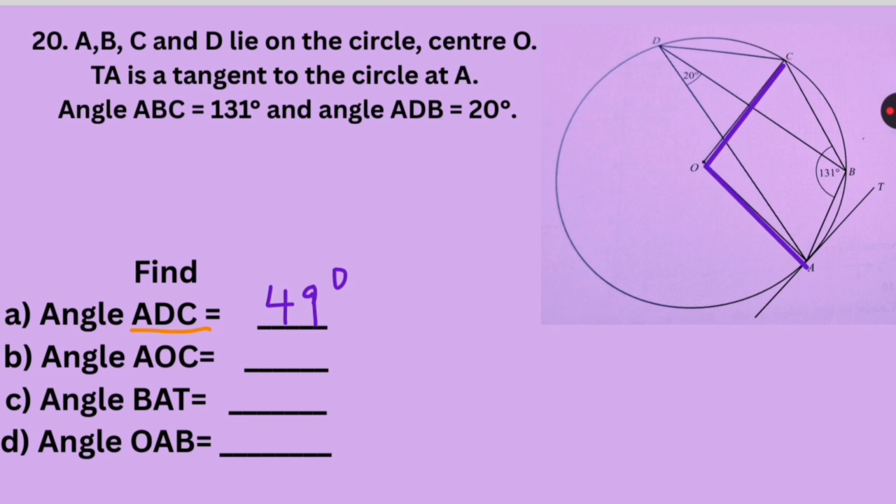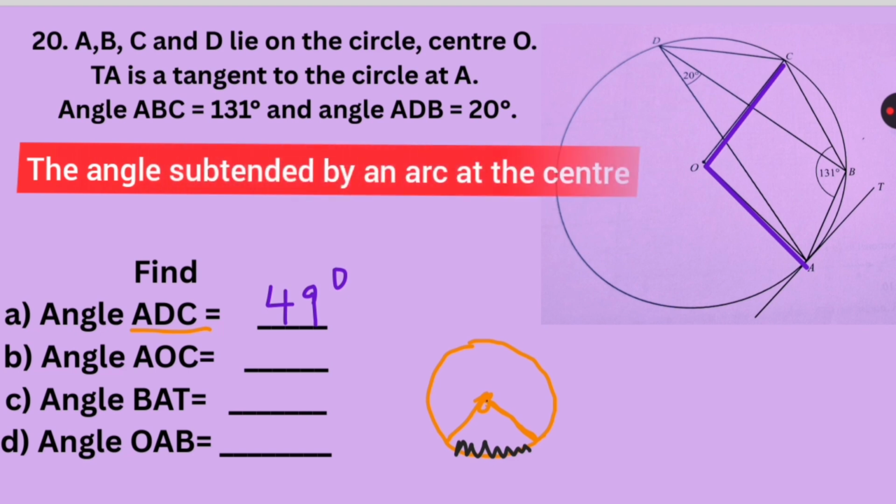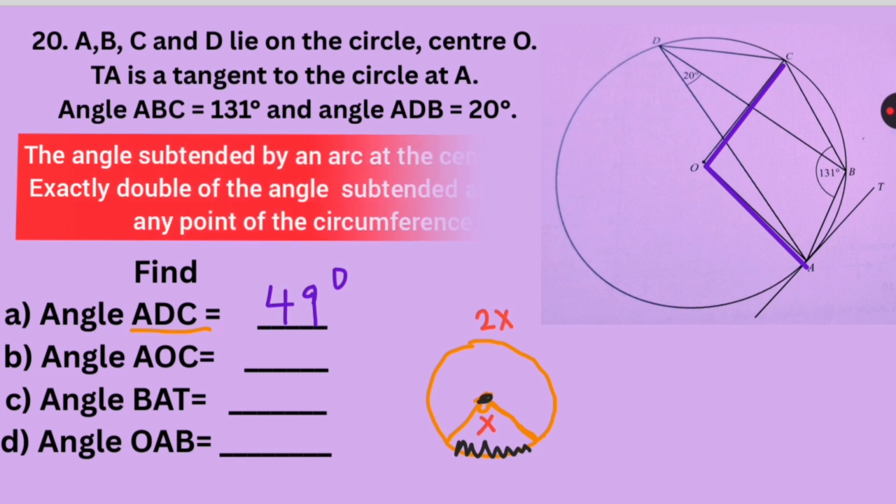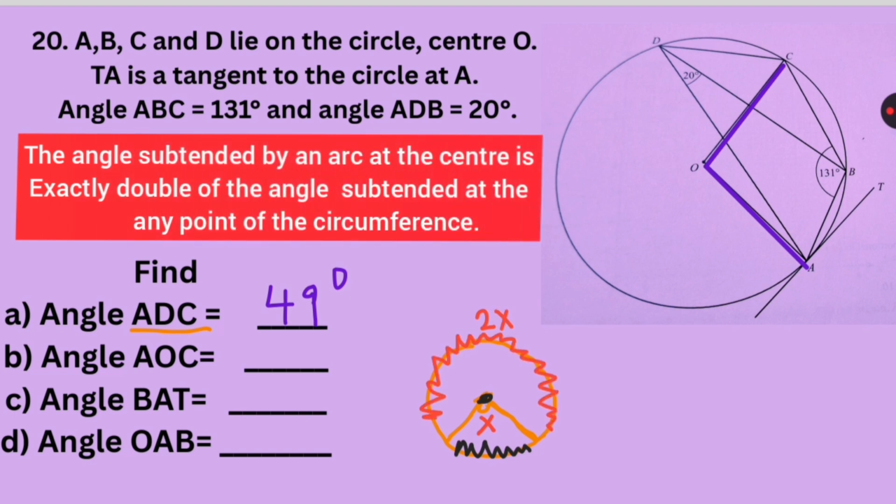Now we need to recall one more theorem. If we have a central angle, this is the center, the angle subtended by an arc at the center is exactly double the angle subtended at any point on the circumference. If we consider this angle as x, then this arc is exactly double the angle subtended at any point on the circumference, which is ADC. That means the central angle AOC is twice angle ADC, isn't it?